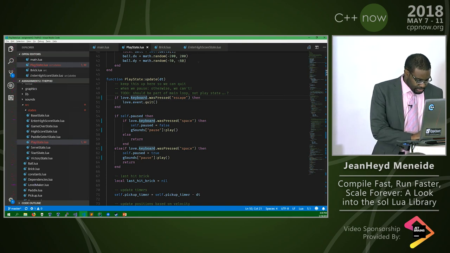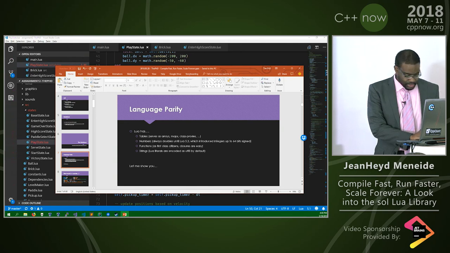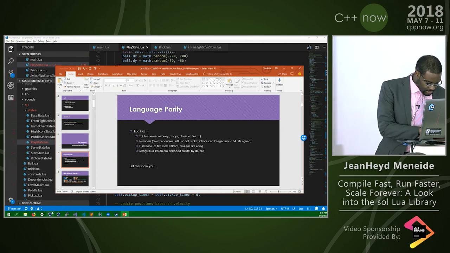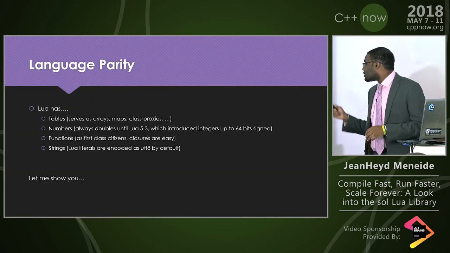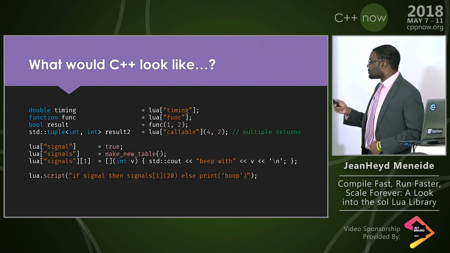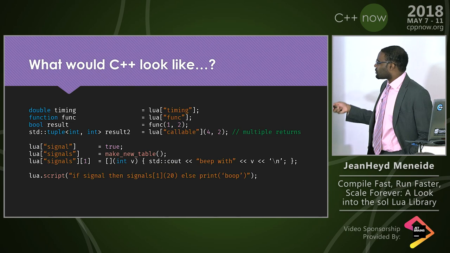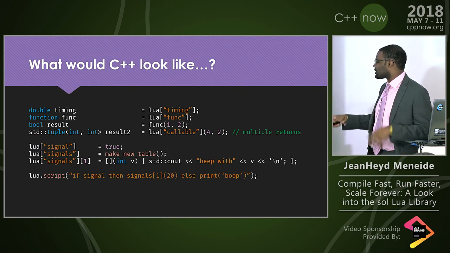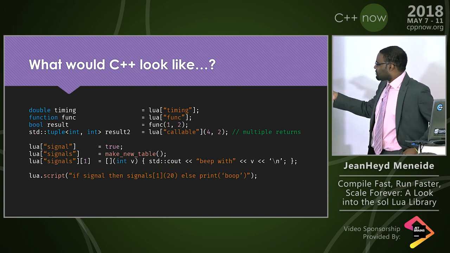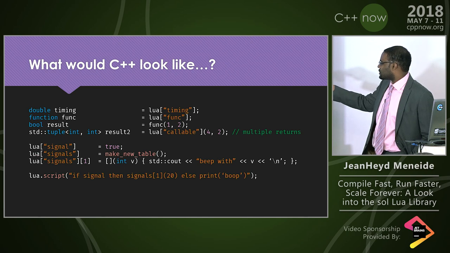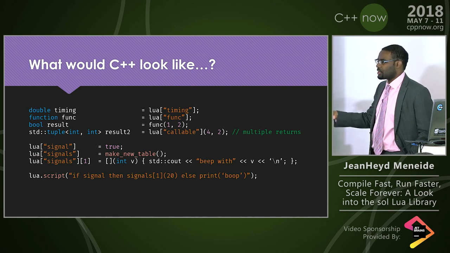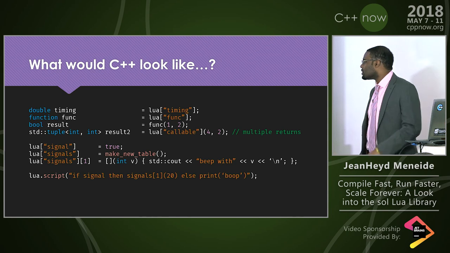So let's head back, and we're going to get into more of the meat of things. So again, what would it look like, right? I showed you some Lua code, and this is what the C++ would look like that would emulate this, right? We have this Lua object here. Right now it's some representation of our embedded language, of our VM, of our scripting language.